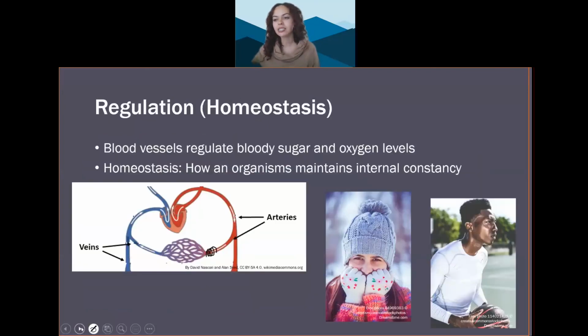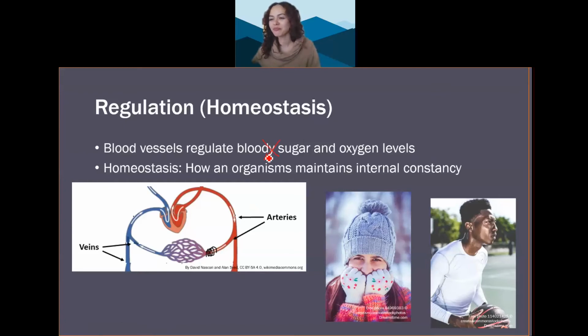The 6th property of life, and this is in no real order, is regulation. Some textbooks group this in with homeostasis. So regulation refers to, for example, how our blood vessels and other organs work together to regulate blood sugar and blood oxygen levels. Wow, not bloody sugar, blood.